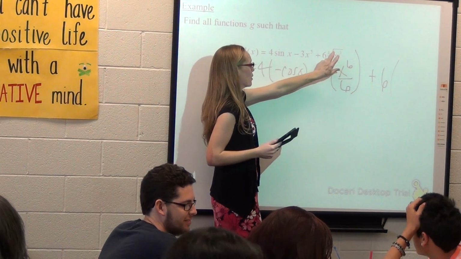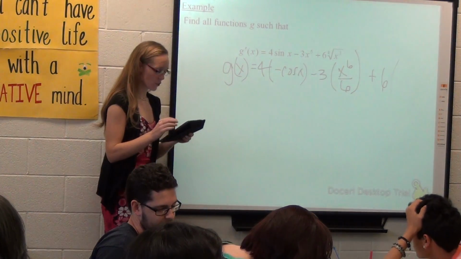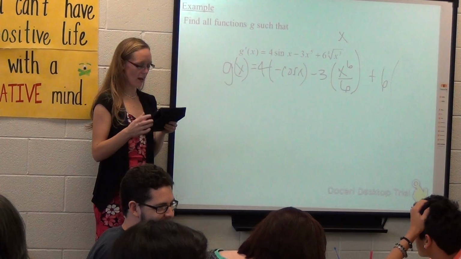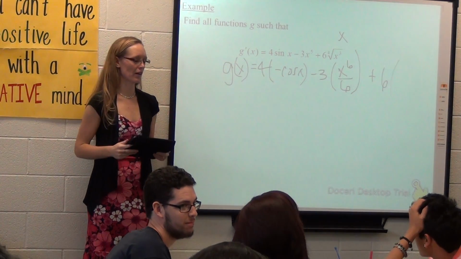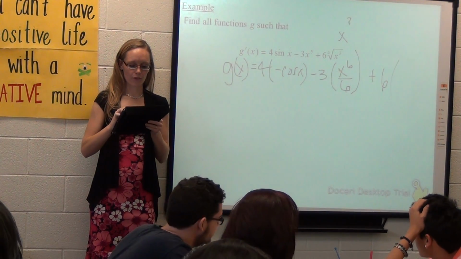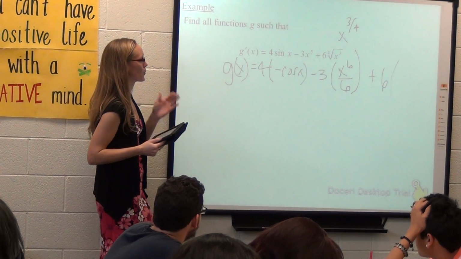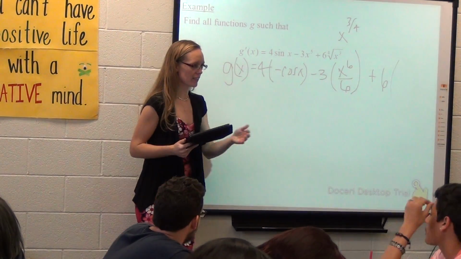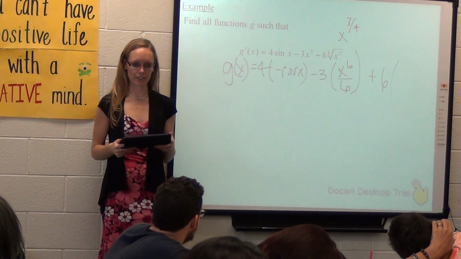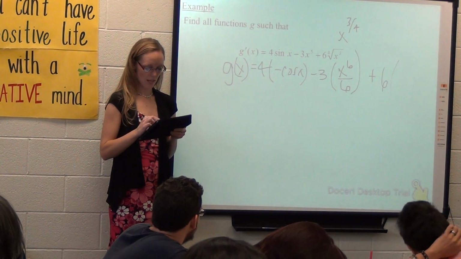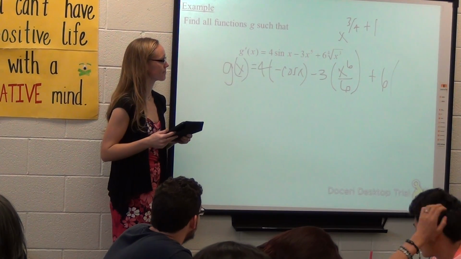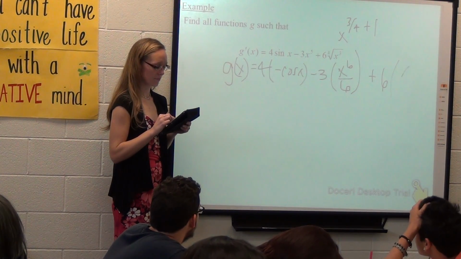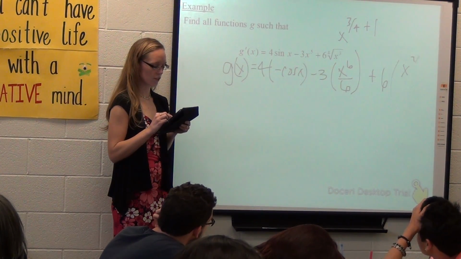Before I antidifferentiate this, I'm going to write this as a power. So how do I write the 4th root of x to the 3rd as a power? 3/4. Power goes on top, root goes on the bottom. So to find the antiderivative, what do I do? Add 1. And then put that number on the side. So it'd be 7 over 4.